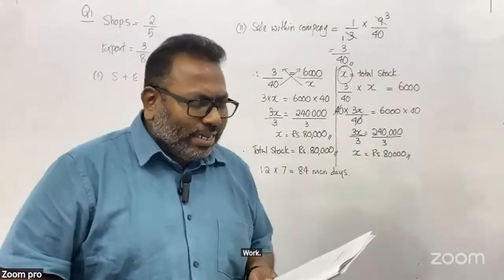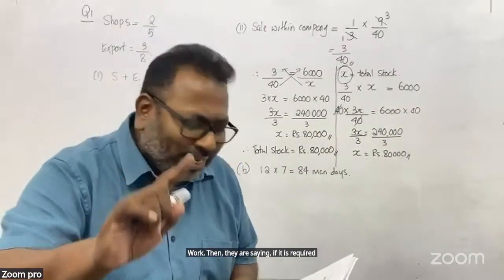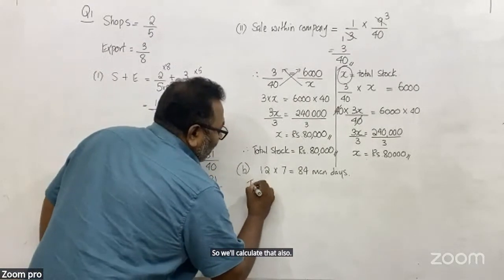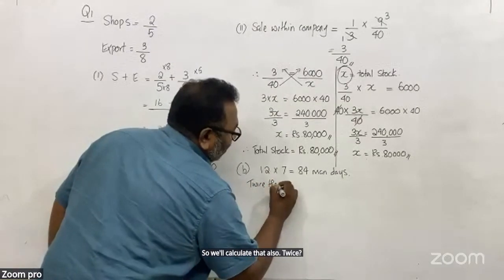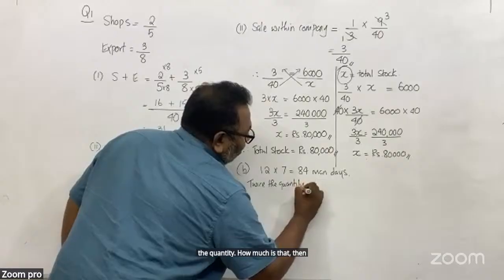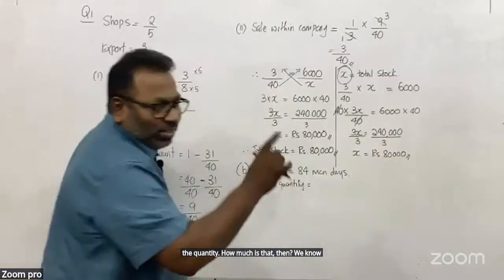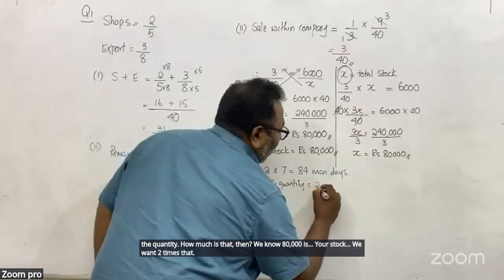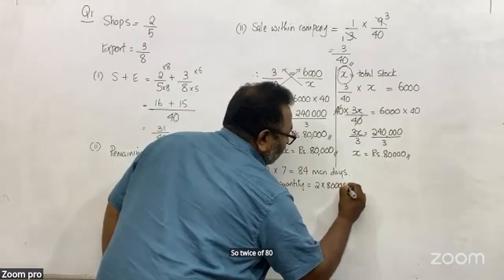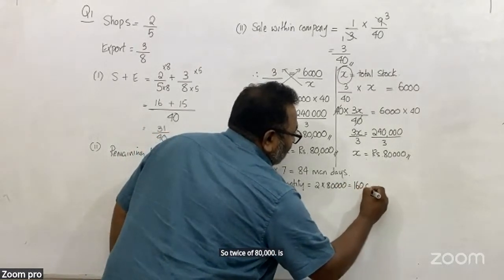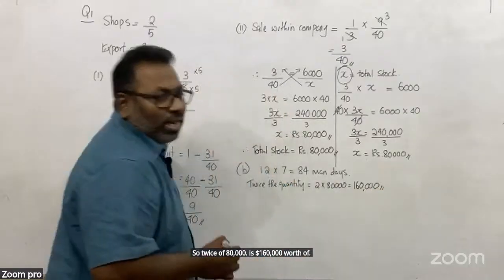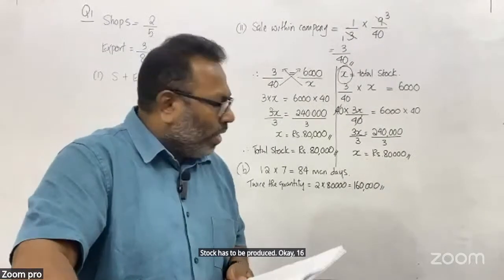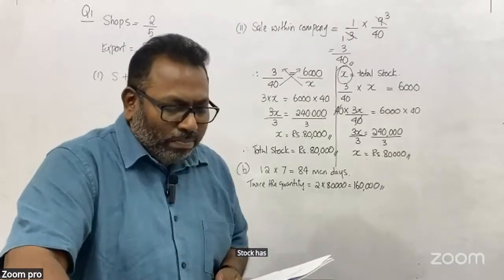Then they are saying if it is required to produce twice this quantity, so we'll calculate that also. Twice the quantity. How much is that then? We know 80,000 is your stock. We want 2 times that. So twice of 80,000 is 160,000 worth of stock has to be produced.